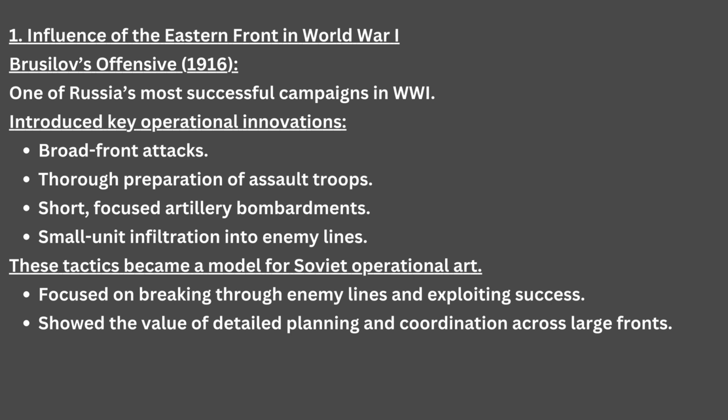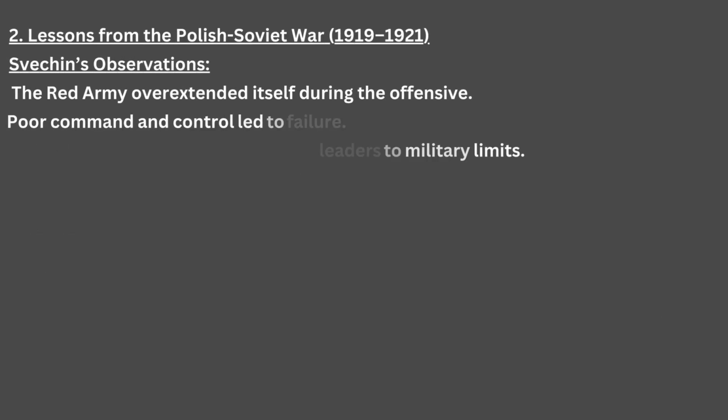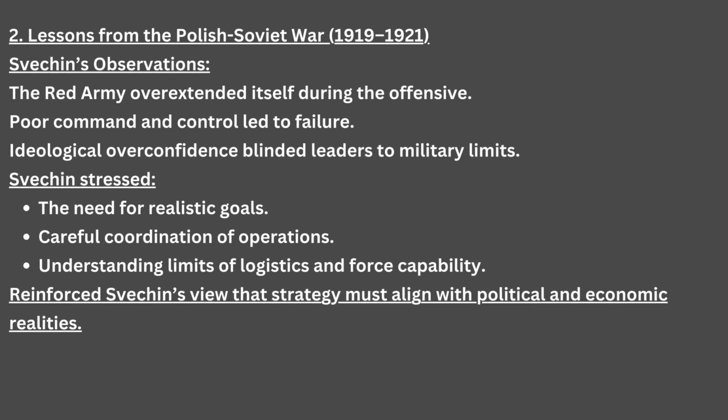Part 2. Lessons from the Polish-Soviet War, 1919 to 1921. After World War I, the Polish-Soviet War was another crucial learning point. Svechin's observations. The Red Army overextended itself. They pushed too far during the offensive. There was poor command and control, which led to failure. And ideological overconfidence. They thought revolutionary spirit alone would win wars.